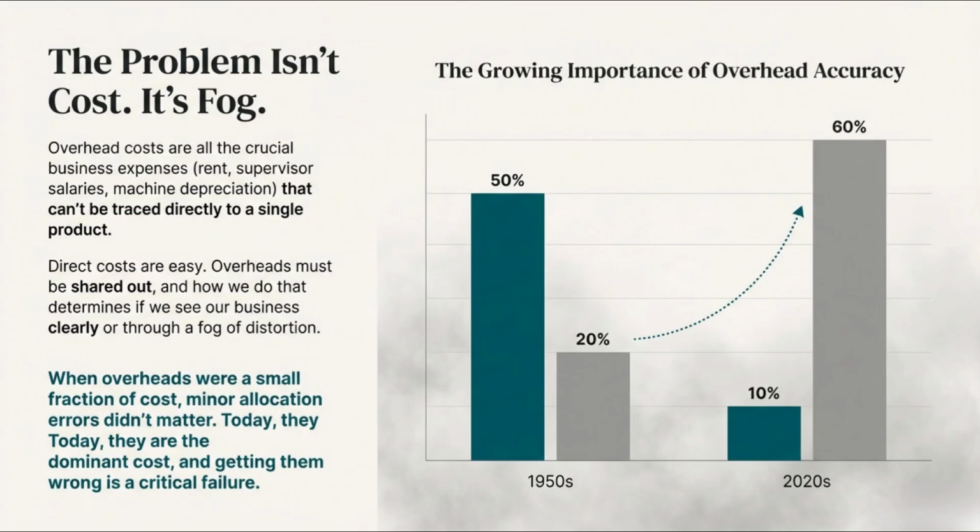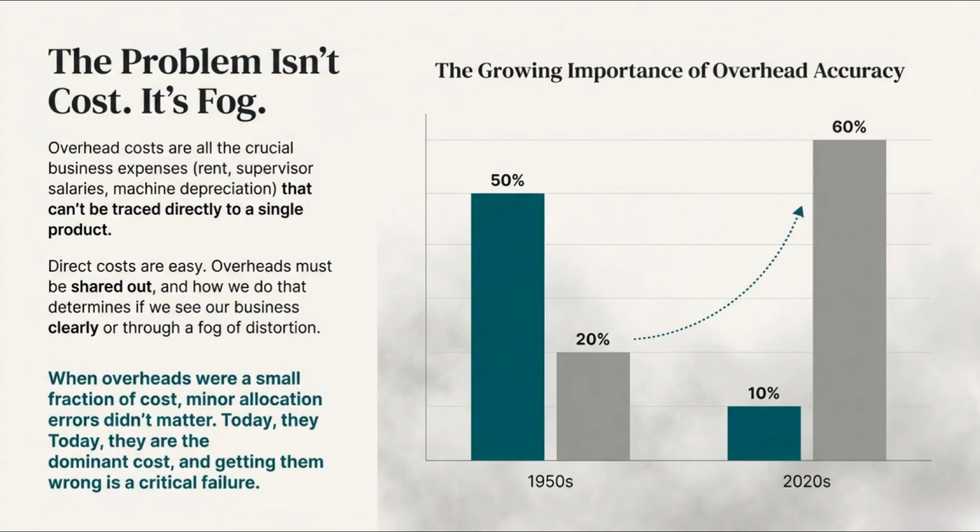Before we can understand ABC, we need to be crystal clear about overhead costs and why they cause so many problems. Overhead costs, also called indirect costs, are all those crucial business expenses that you simply cannot trace directly to a specific product. Think about rent for your factory, the salary of your production supervisor, depreciation on your machinery, or the electricity bill. These costs support the production of all your products. But you can't say, this specific £5 of rent was for making product A.